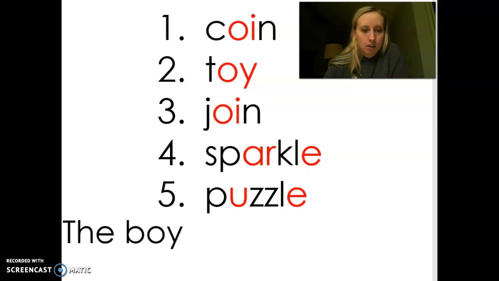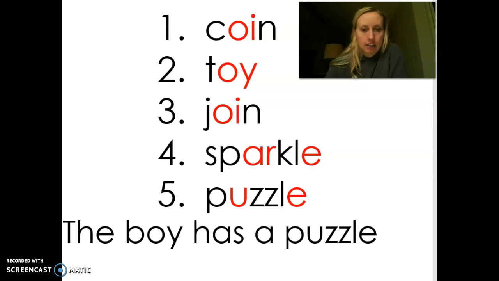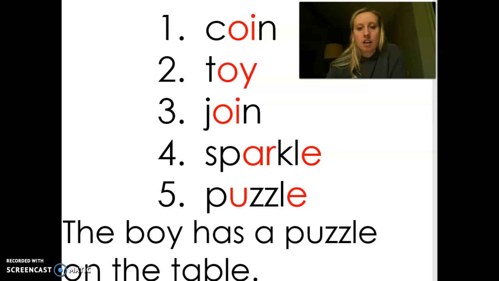Okay, let's read a sentence. The boy has a puzzle on the table.